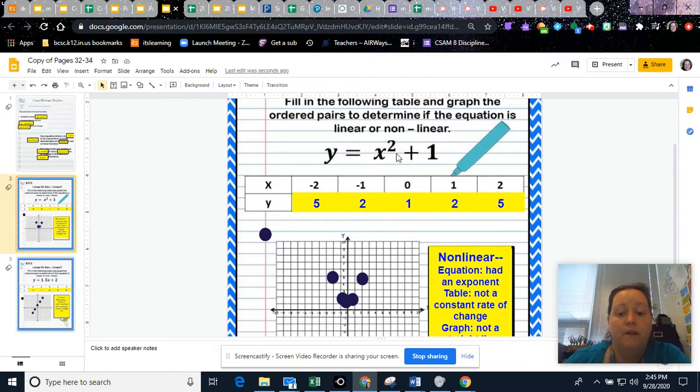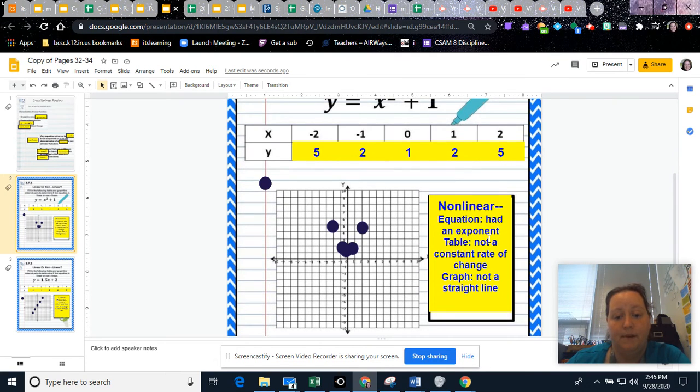So now we know by the equation that it's nonlinear because it had an exponent. We know by the table that it's nonlinear because the rate of change is not the same each time. Like here it went down 3, here it went down 1. Then it went up 1, and there it went up 3. So the table did not have a constant rate of change. And the graph wasn't in a straight line. So you could use any of these 3 as your reason why it's nonlinear.